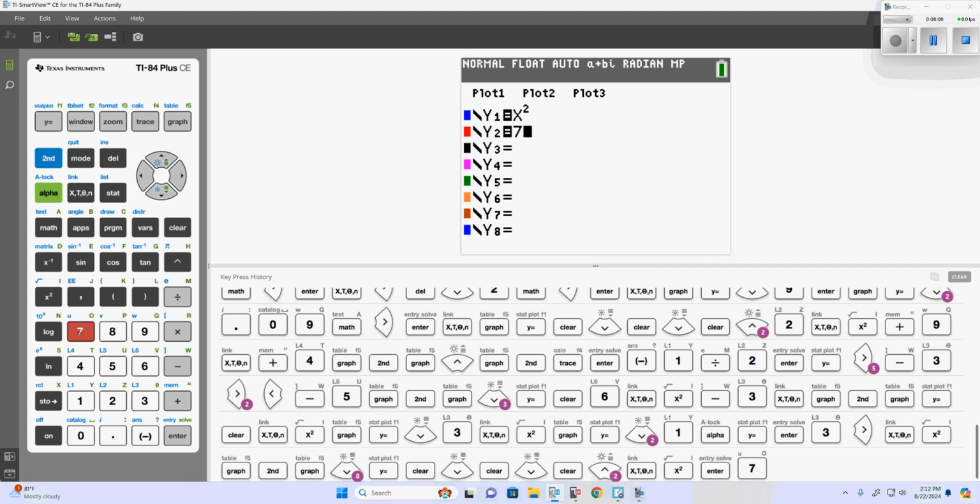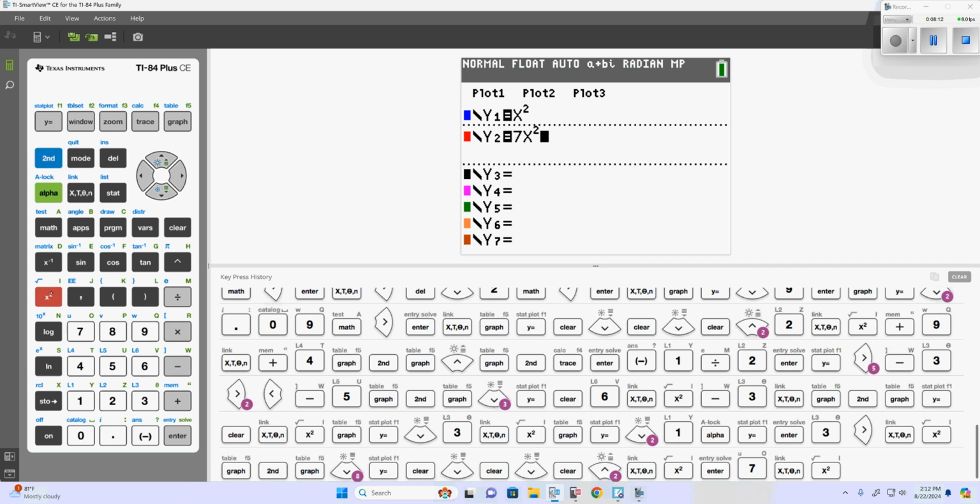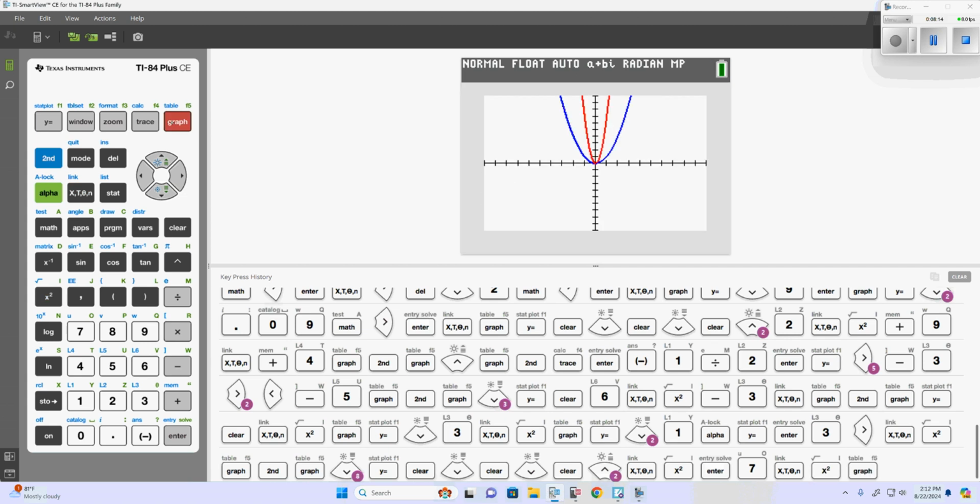So we can say 7, and our x is right next to our parent x squared graph. So the one in blue is the parent function, and the one in red is our vertical stretch. We can see it's increasing faster along the y. The y values are increasing faster. That's our vertical stretch. We're stretching it vertically.